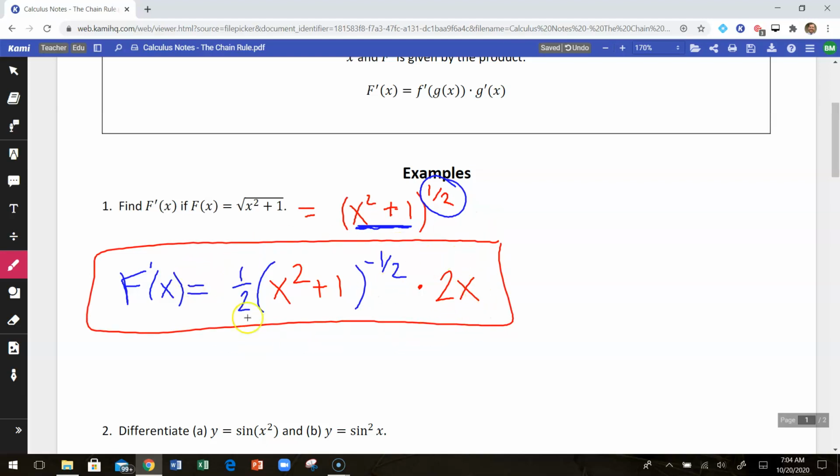Sometimes it might be advantageous to simplify this. Like you could do the 1/2 times the 2 and get rid of those. So you could just say x times x squared plus 1 to the negative 1/2 or whatever. But I'm just going to leave it as is. Unless we need to simplify for some reason, we'll leave it like that.